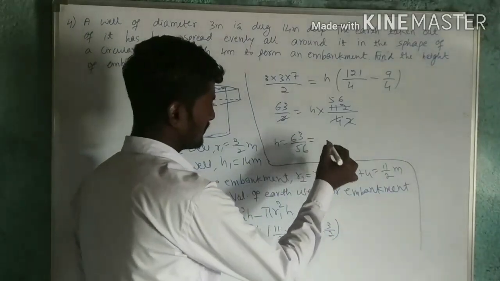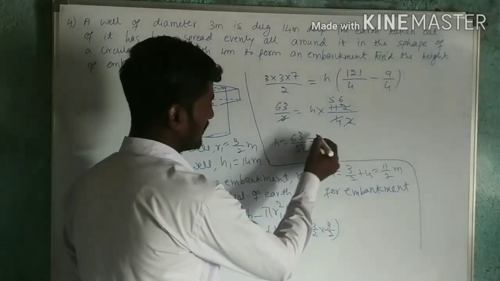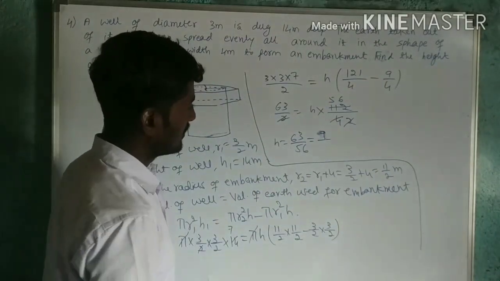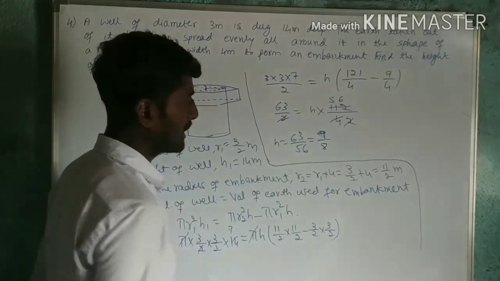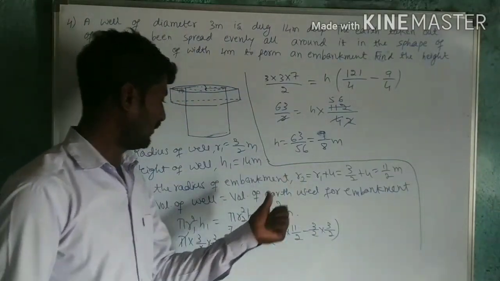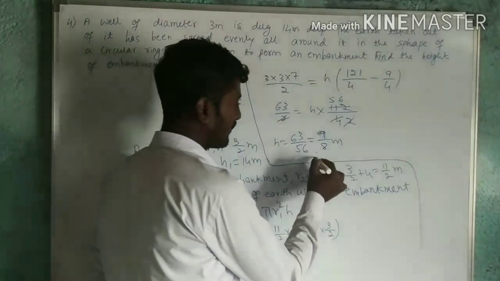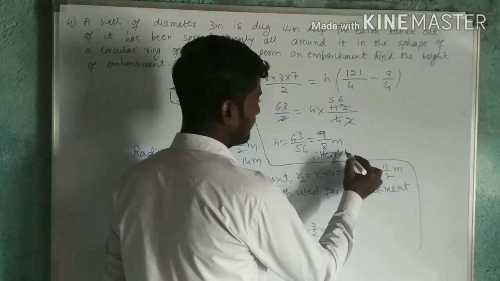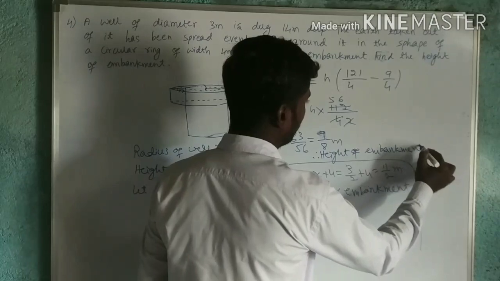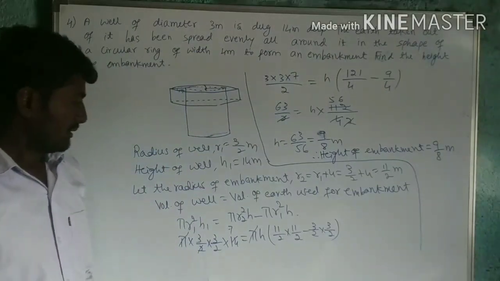Then after, 7 eights are 56, 9 nines are... Next, 7 eights are 56, 9 divided by 8. So that is how many meters it is. So that is the height of the embankment, 9 by 8. Therefore, height of embankment is equal to 9 divided by 8 meter. Okay. This is how we can solve.